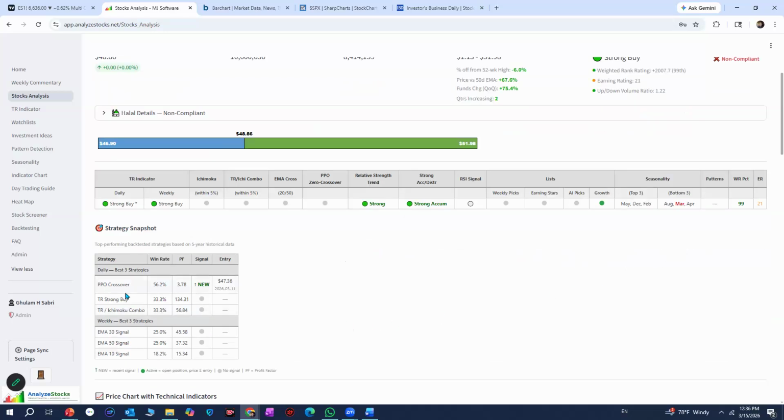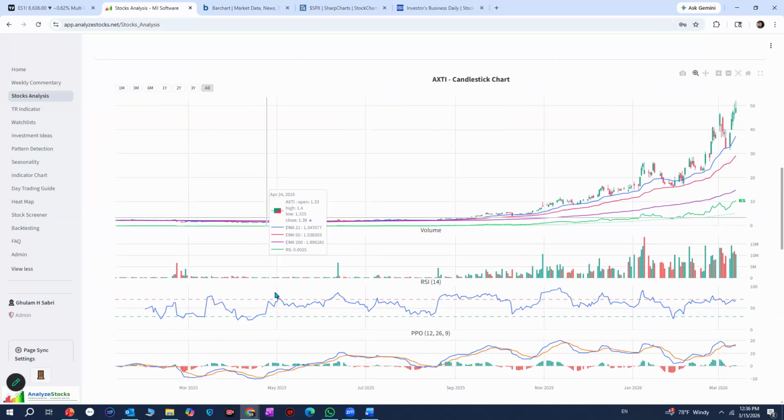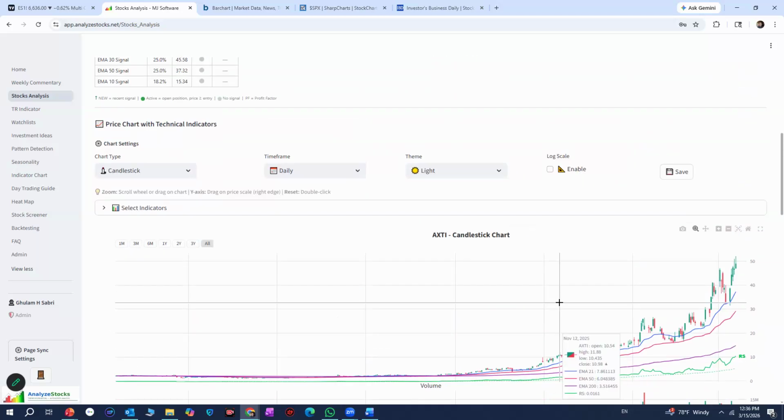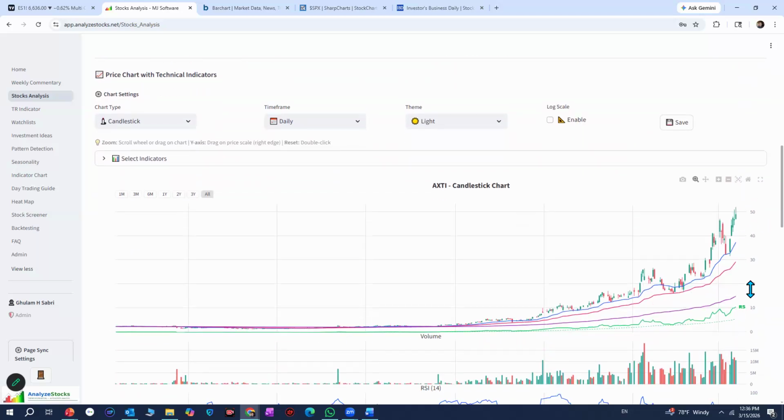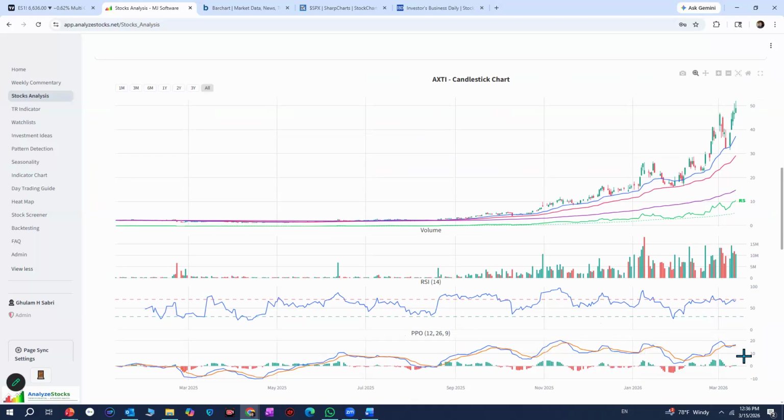But it has given us a new signal, a PPO crossover on the 11th of March. This I was just showing in my presentation. Take a look here. This is a daily chart. This is its price action, and its PPO has given us this crossover on the 11th. This is the PPO crossover. So that's a new signal.